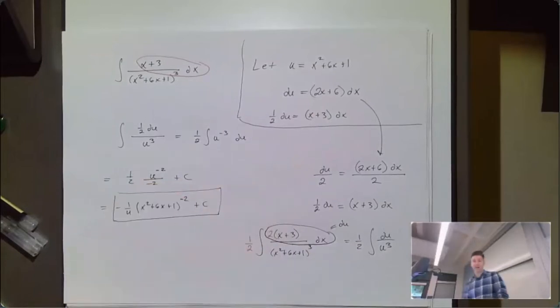Or you could write it as -1/4 times x squared plus 6x plus 1 squared if you want to bring it down to the denominator, but it doesn't seem necessary.